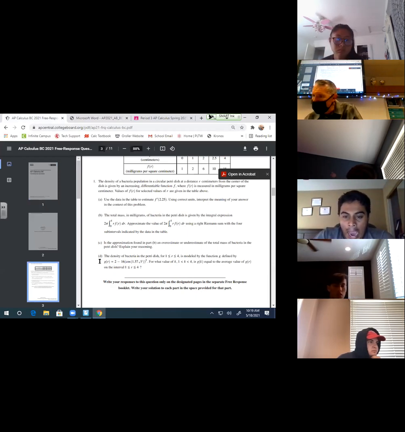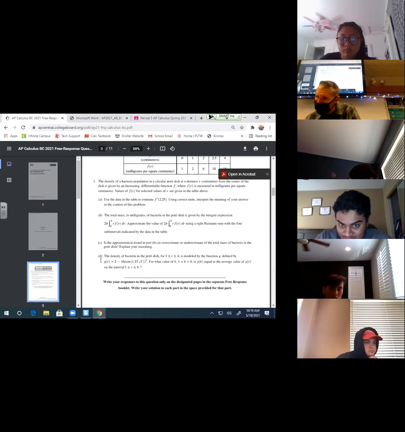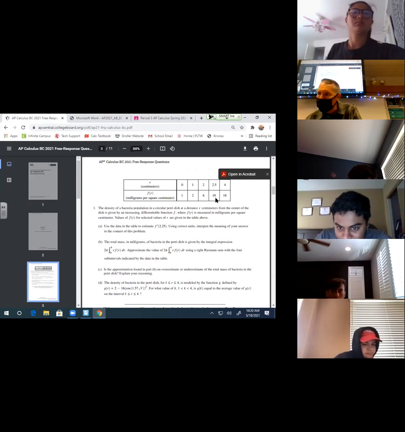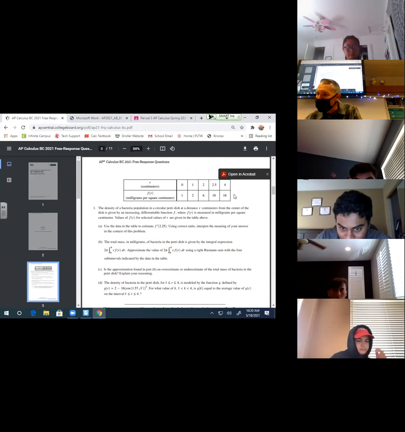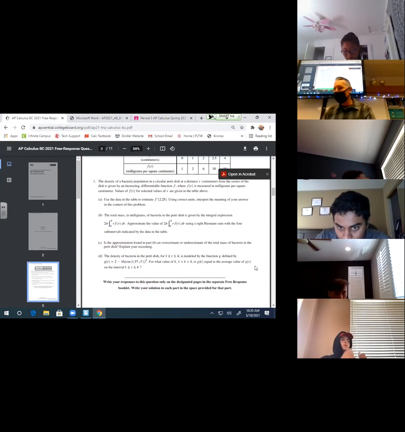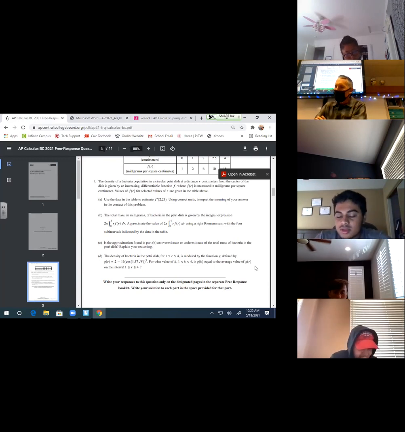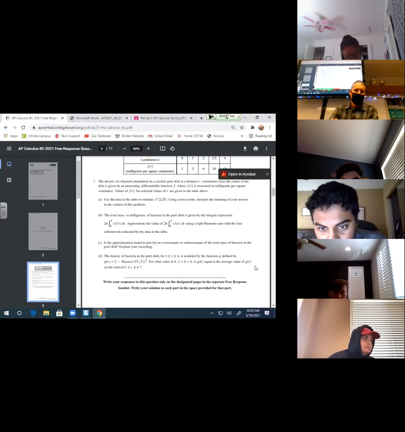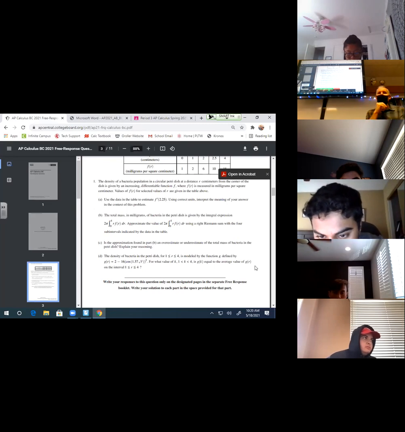Part D, the density of bacteria in the Petri dish in between 1 and 4 is modeled by the function g. So now the density, we had specific values given here in this table, but now they're saying we have modeled it by using g of r. So this is g of r. For what value of k in between 1 and 4 is g of k equal to the average value of g of r? This is average value of a function. So what is the average value of g?